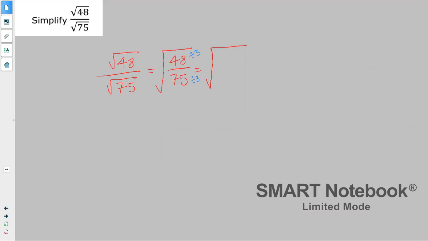16 over 25. And you should notice at this point that that top number and the bottom number are both square numbers. So if you go back and you separate them into separate square root signs, the square root of 16 is 4, and the square root of 25 is 5. And that's your final answer.